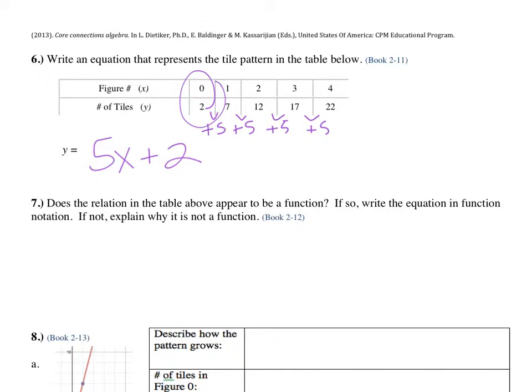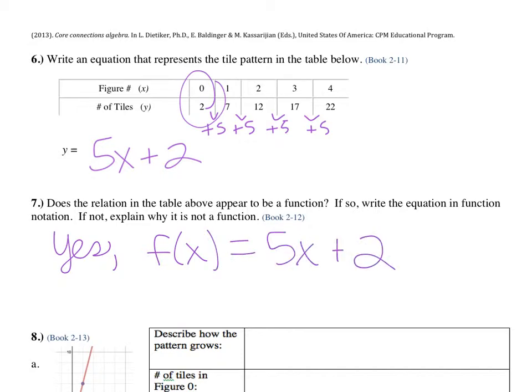Number 7, does the relation in the table above appear to be a function? If so, write the equation in function notation. If not, explain why it's not a function. Well, this is going to be a function because for every input there's one output. None of the x values are repeated. So we're going to say yes, and the function would be f of x equals 5x plus 2.